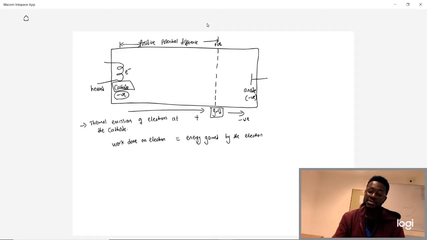So if we assume that the electron is released from the cathode at zero kinetic energy, all of the work done on the electron by this positive potential difference is going to be equal to the kinetic energy of the electron. You understand? Nice. So the work done on the electron is equal to our charge times our potential difference.